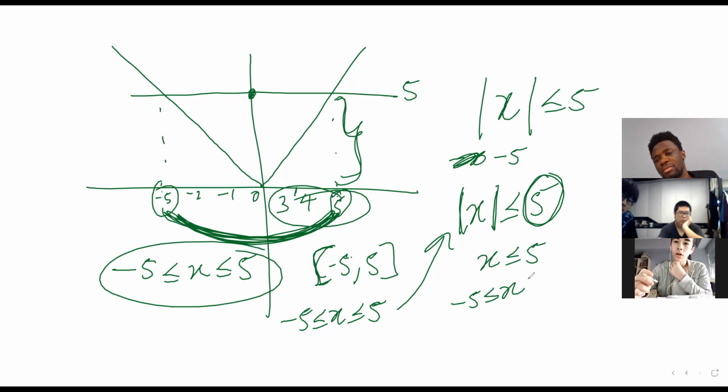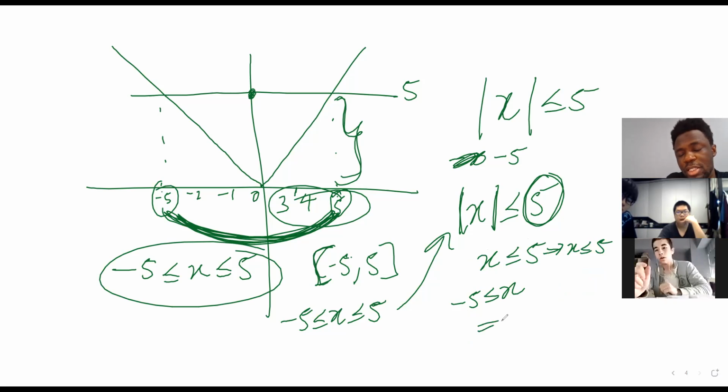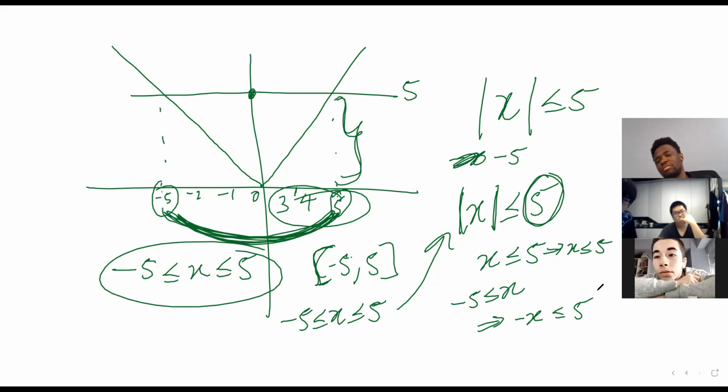Did you see that? So which means this is your normal x less than or equal to 5. However, this is actually what? Minus x, is it, less than 5? This one. Because if I move x to the other side, it's minus x less than 5. So why do we have those two possibilities? Because it's an absolute value function.